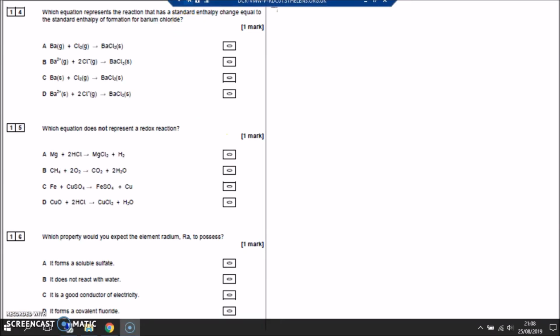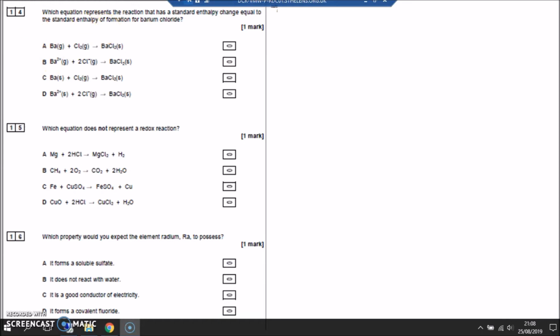Question 14. Which equation represents a reaction that has a standard enthalpy change equal to the standard enthalpy of formation of barium chloride? Enthalpy of formation means that you're making 1 mole of a substance from the elements as you'd find them in their standard states. That means as you'd normally find them in the laboratory, under laboratory conditions of temperature and pressure. So 100 kilopascals and 25 degrees C, or 273 Kelvin. So as you'd normally find them in their standard states.